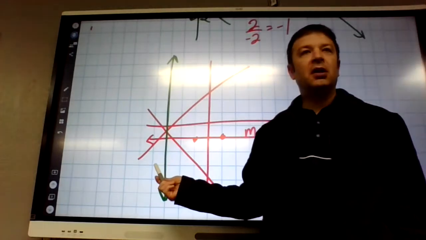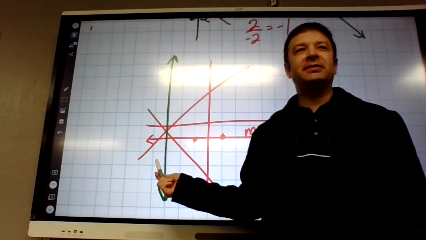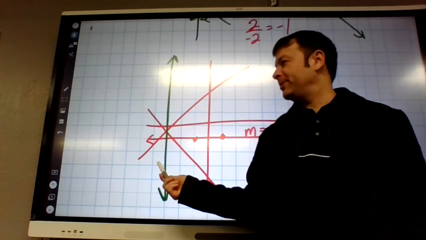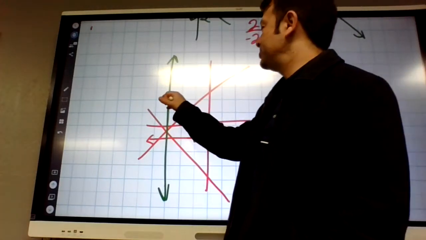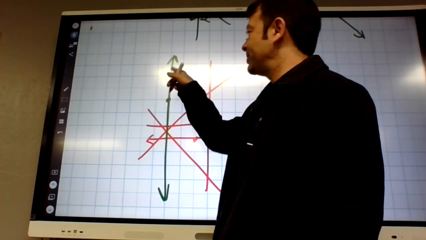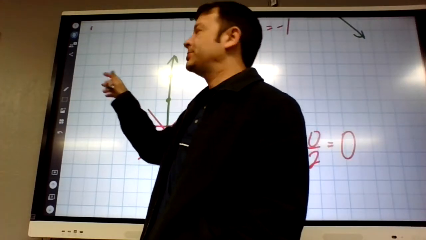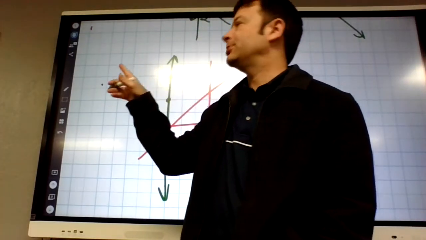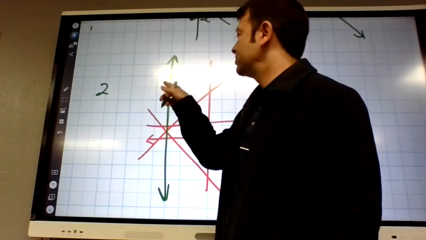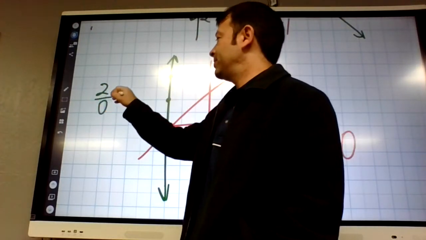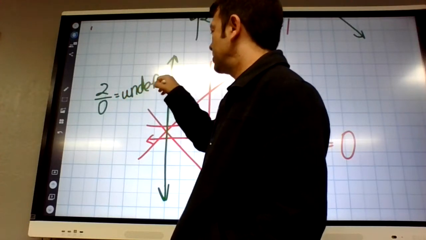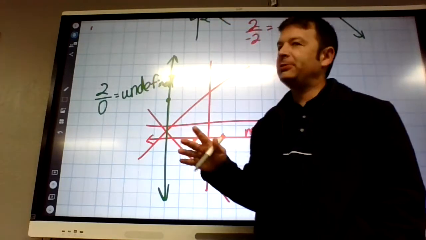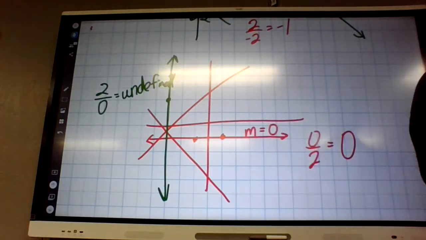Okay, so maybe you guys know this from memory. What if it's just a vertical line? It's going straight up. Okay, let me choose a couple points there. What's the rise from there to there? 2. What's the run from there to there? 0. What's 2 divided by 0? Error. Undefined. Can't divide by 0. So sometimes they say the vertical line has no slope, or sometimes they say undefined slope.